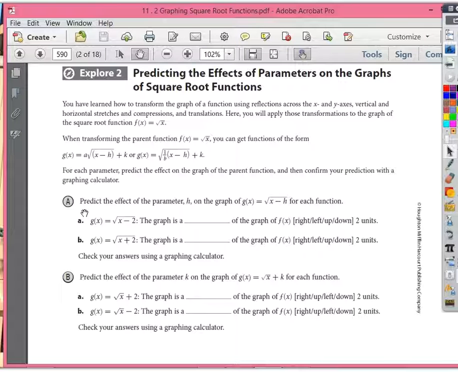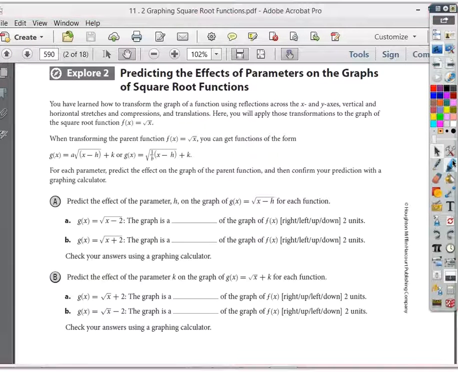Okay. So for part A, it says predict the effect of the parameter h on the graph of g of x equals the square root of x minus h for each function. First thing we need to do is understand what type of transformation it is. If you look at A, this is page 290, problem A, towards the bottom of the page. Notice that the minus 2 is inside of the square root, right? That indicates that it's an inside operation.